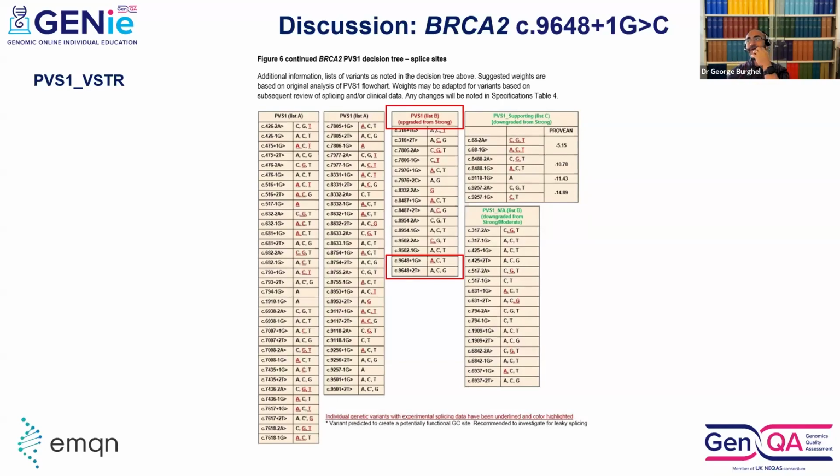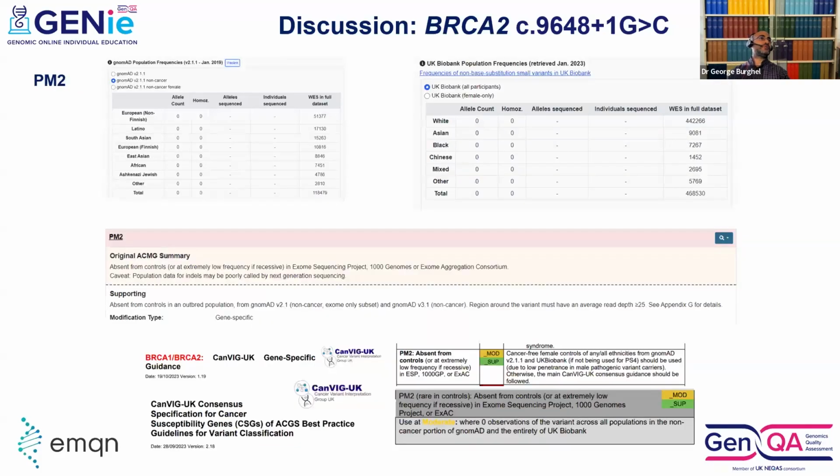Now that was the main reason that we have seen for participants classifying this as variant of uncertain significance, while everyone else classified it as likely pathogenic or pathogenic. Next slide, please. Like I said, it's absent from gnomAD version 2.1 and the UK Biobank, which allows us to use PM2 moderate in CanVIG, alongside PVS1 very strong, which is following the ENIGMA guidance, which gives us the pathogenic classification.